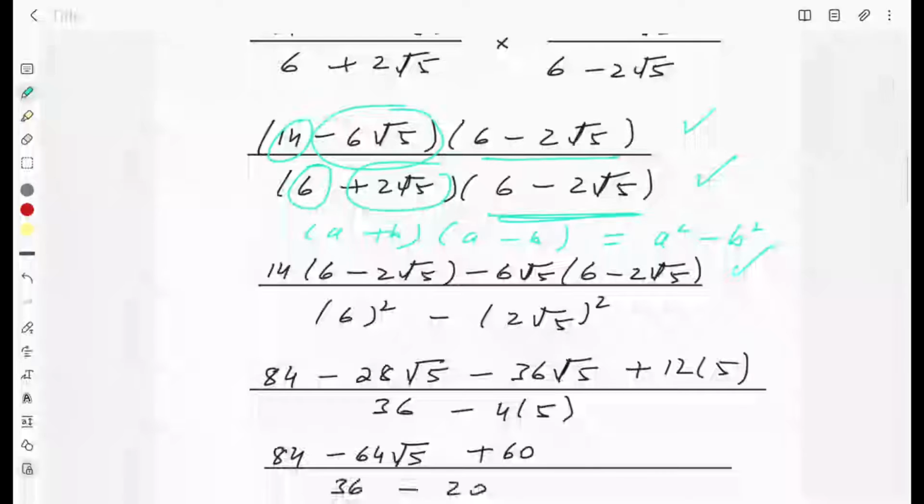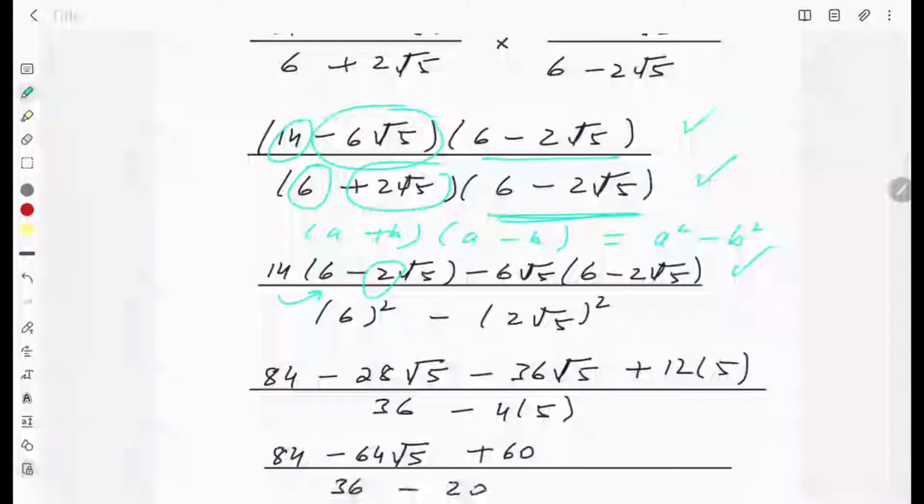14 into 6 is 84, 14 into 2 under root 5 is 28 under root 5. You have to note that number outside the under root sign will get multiplied by the number 14. 14 will not go inside under the radical sign. So 28 under root 5.